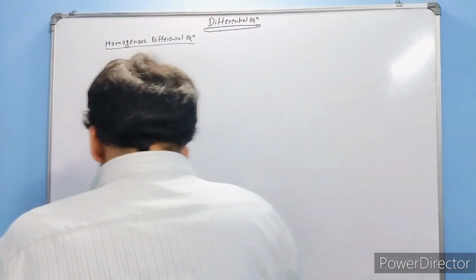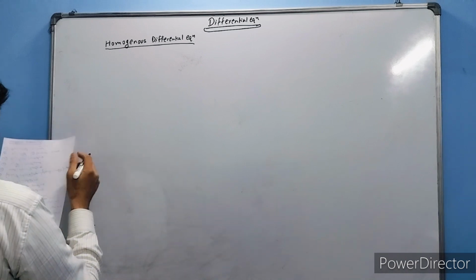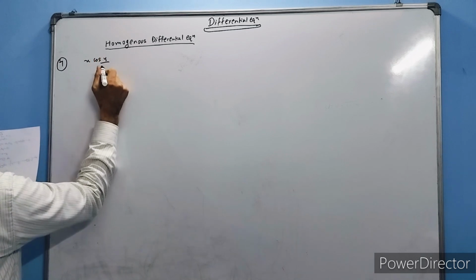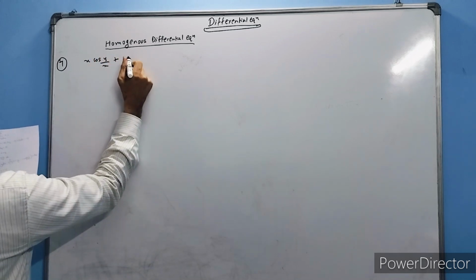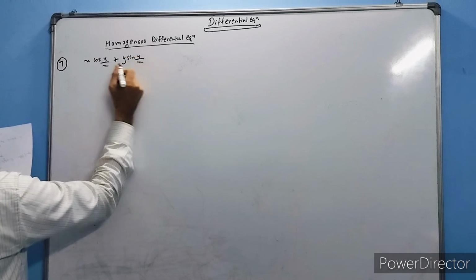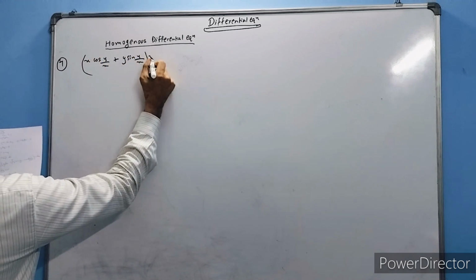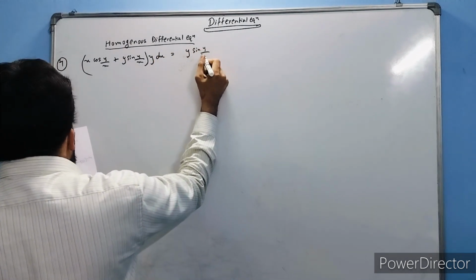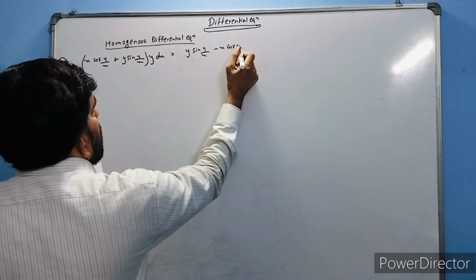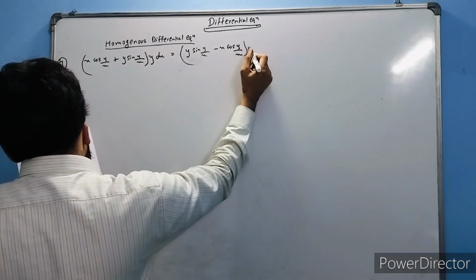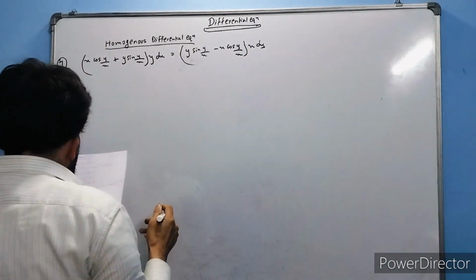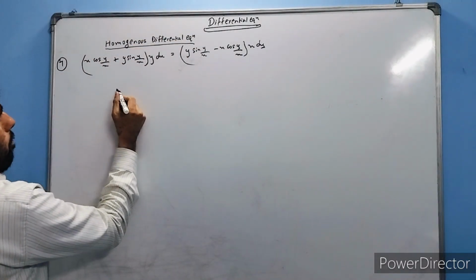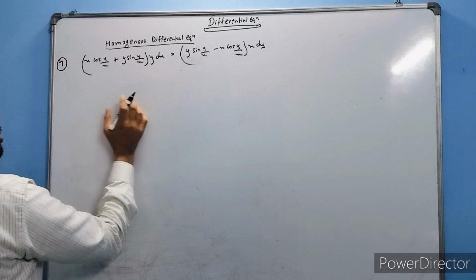Now we have 7th question here, that is x cos(y/x) + y sin(y/x), y dx = (y sin(y/x) - x cos(y/x)) x dy. Okay, so now let us try to solve it. We'll take this upon this.